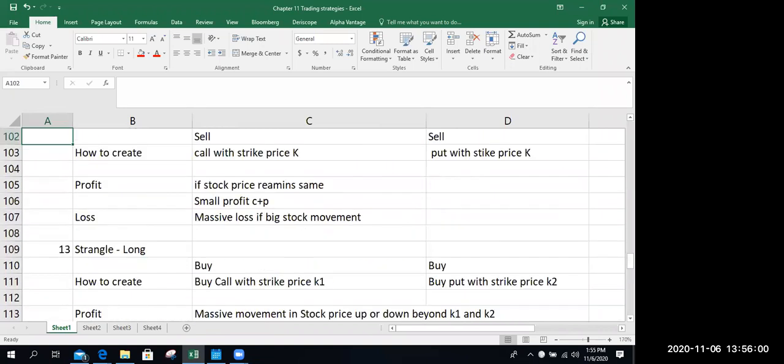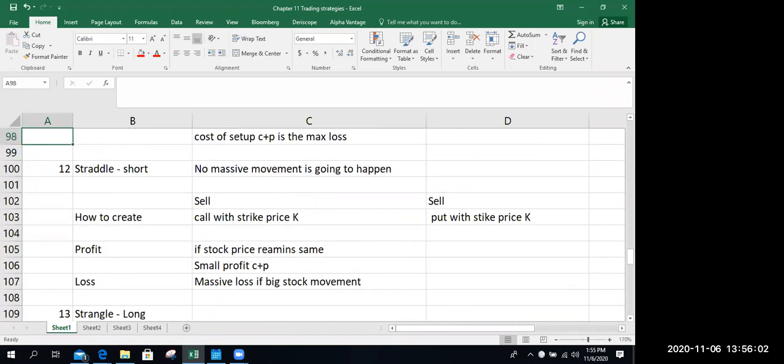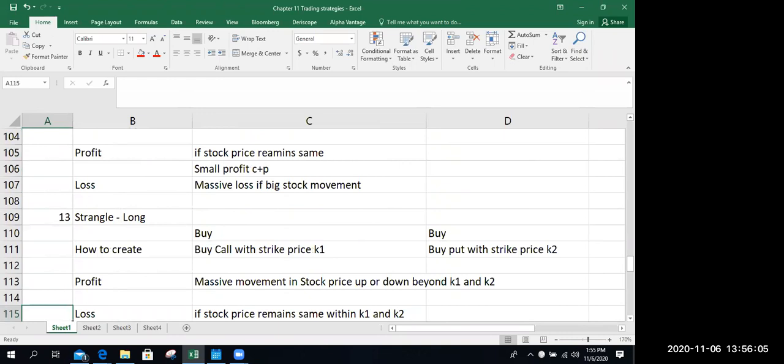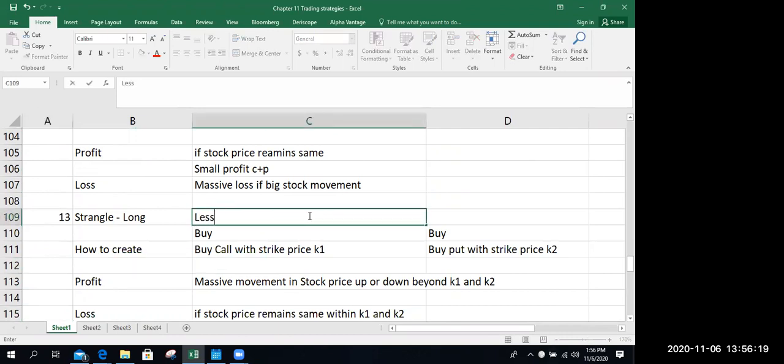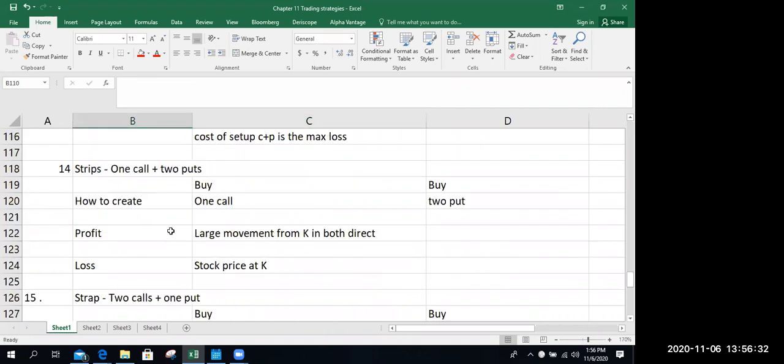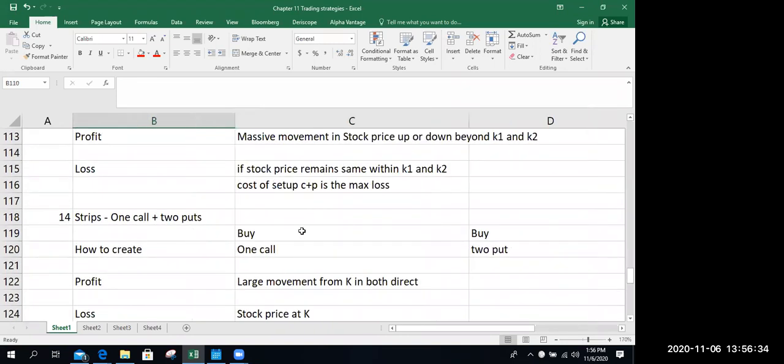Now, what is the difference between creating a strangle and creating a straddle? Straddle and strangle are similar. In a straddle, you buy a call and buy a put of the same strike price. In a strangle, you create a little bit of a margin, right? So the benefit of a strangle is it is less costly than a straddle. It is less costly than a straddle. Okay.